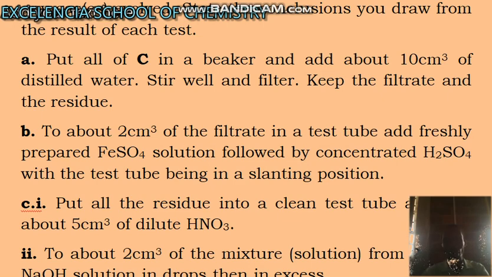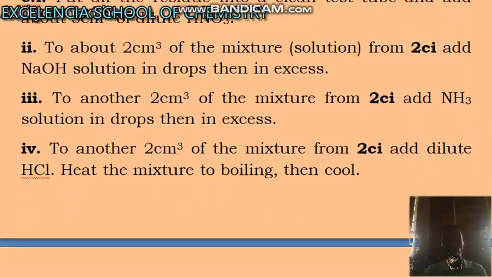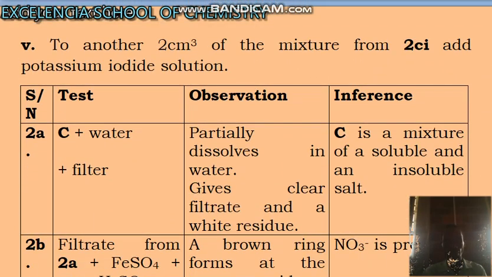And so we have here the test, observation, inference. C plus water, filter: partially dissolves. That is, C would partially dissolve in water, and it will give a clear filtrate and a colorless, a white residue. That shows that C is a mixture of a soluble and an insoluble salt.